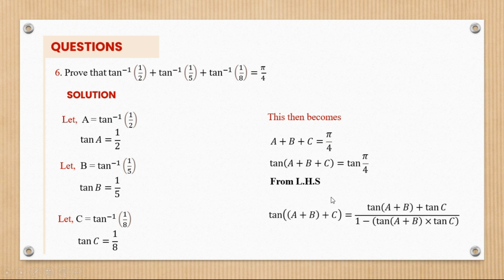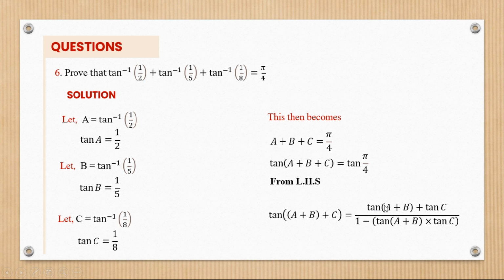So now we can see that because there are 3 characters, I'm going to first group these 2 characters here. So I'm going to group the a and b. So I have a plus b and then plus c. So when I group these 2 characters and then I expand into compound angles, I'll end up having tan of bracket a plus b plus tan c over 1 minus bracket tan a plus b times tan of c. Alright, so now next I can expand these here.